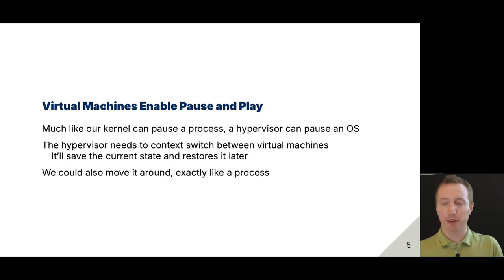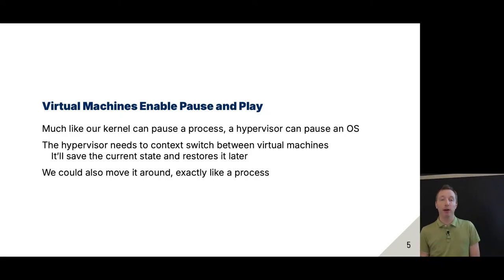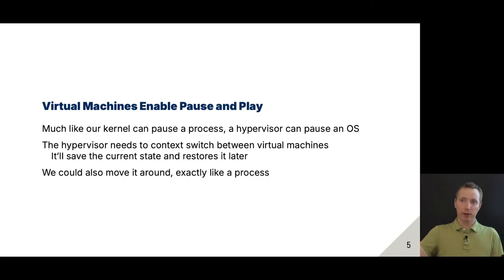All right, other cool things virtual machines can do is they can enable pause and play. Much like the kernel can stop a process from running and then run another process for a while, then switch back to the original process, the hypervisor can do the same thing, but instead of pausing a process, it pauses the complete operating system. So the hypervisor would have to context switch between virtual machines, much like the kernel has to context switch between processes. Same idea, it'll save the current state so it can restore it later. But you might imagine a whole machine probably has more state than just a single process. So there are some more involved things here, but the idea is exactly the same. Just save the current state, restore it later, run another virtual machine, then we would have scheduling between virtual machines.